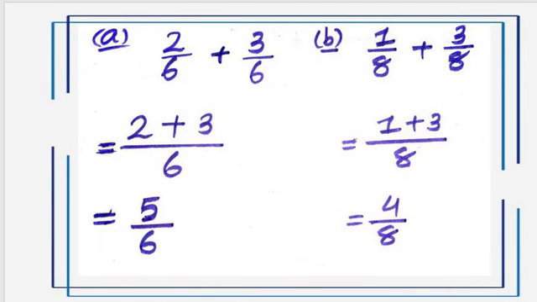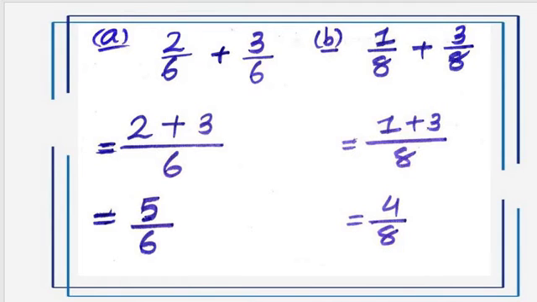2 plus 3 is equal to 5. So the answer is 5 upon 6. So question number A, 2 upon 6 plus 3 upon 6, is equal to 5 upon 6. Understood, dear students? Now we will move on further.